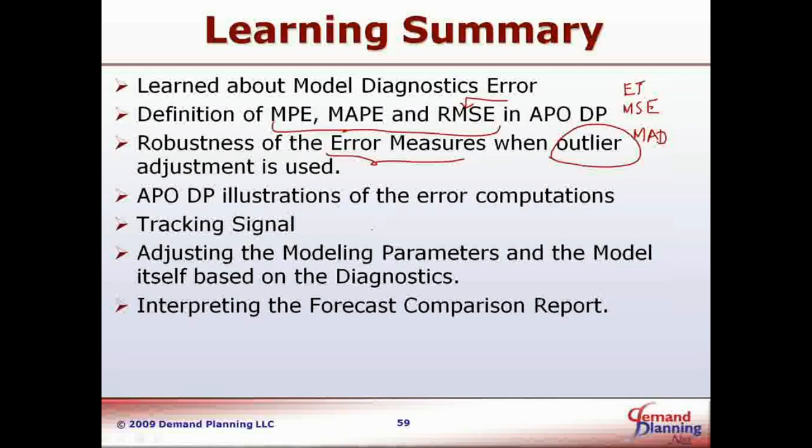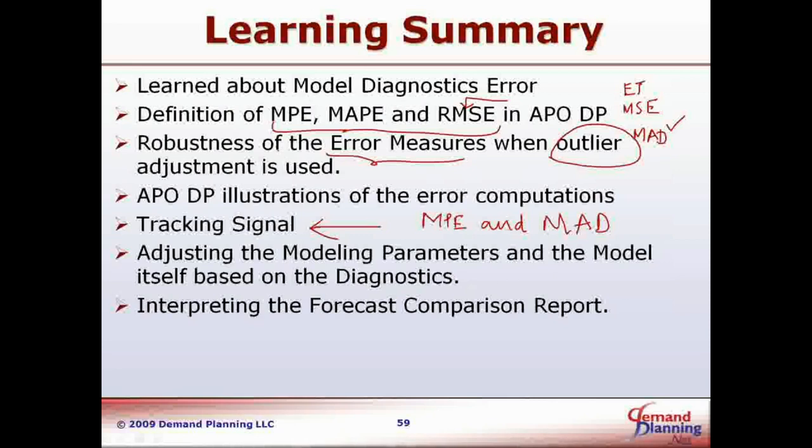So we talked about the APO-DP illustrations, and we also talked about learning tracking signal, and we said tracking signal is a combination of basically MPE and mean absolute deviation. It's a combination of MPE and MAD measures. And that's the reason why we said we will look at MAD also, because MAD is going into the tracking signal. So basically, at the end of the day, use tracking signal and different model diagnostics and adjust the model parameters in the model itself.